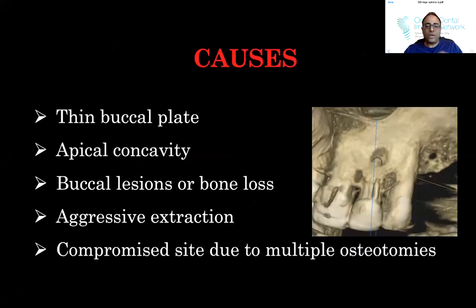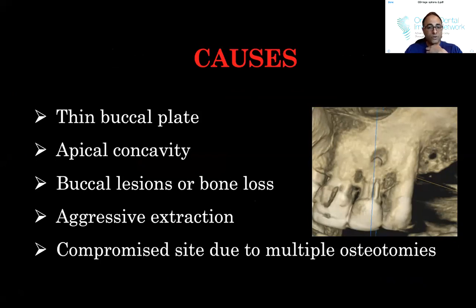So what are the causes? You have a thin buccal plate. You've got an apical concavity, so you know there's a higher risk that the bone that's coronal might fracture. You've got buccal lesions. You can see the CT here showing a large buccal lesion. Again, that can cause the buccal plate to be undermined and thereby fracture.